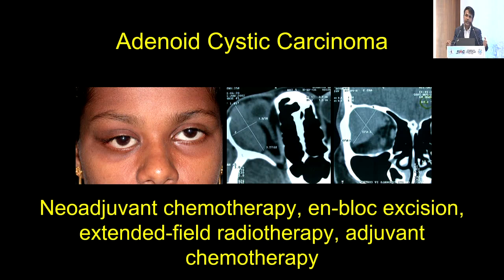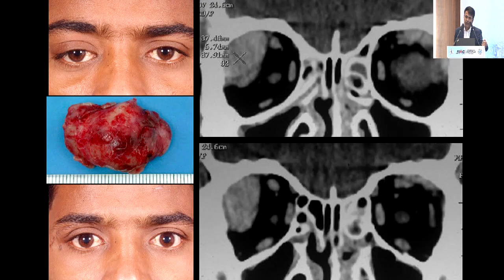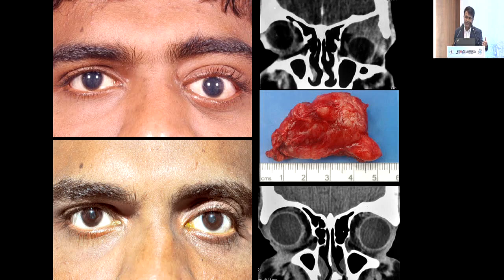It can really change the prognosis in the management of adenoid cystic carcinoma of the lacrimal gland. When you begin with chemoreduction, reduce the tumor, make it more consolidated, then you do an en-bloc excision, and finally follow it with adjuvant extended field radiation and adjuvant chemotherapy as well, where many of these eyes which were otherwise destined to orbital exenteration, or many of these patients who are otherwise destined to systemic metastasis, can be very well salvaged.